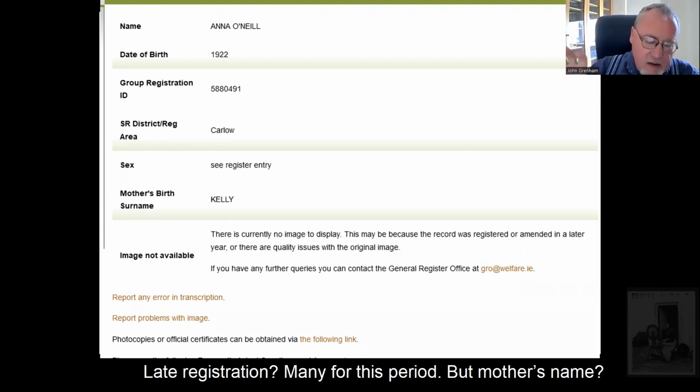One thing that I'm not clear about is, if there's no image to display and there is no full transcript, where did the mother's birth surname come from? I think this may be part of the GROs making things easy for themselves in the 1970s and 80s when they were searching for these births. They went in and extracted the mother's birth surnames and added them to their own internal indexes, and those have now found their way online. But they're there anyway. So as I say, after 1899, mother's maiden surname, even for late registrations.